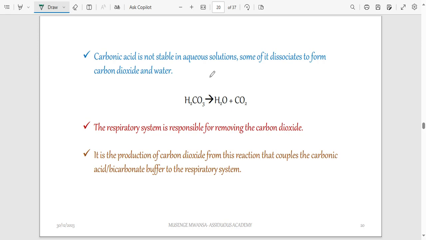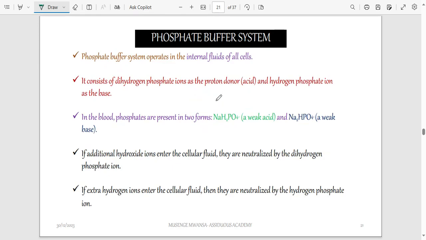So another thing we need to know is that bicarbonate, using the enzyme known as carbonic anhydrase, can break into water and carbon dioxide. And this carbon dioxide can actually go to the lungs and then you can remove it. So the carbonic acid bicarbonate buffer system is also related to the respiratory system.